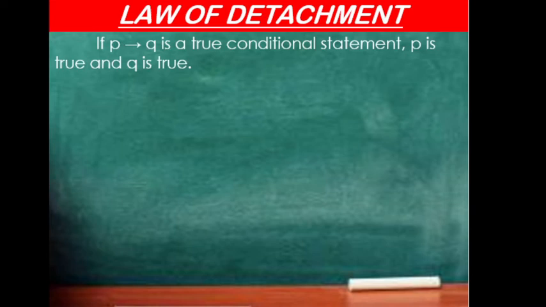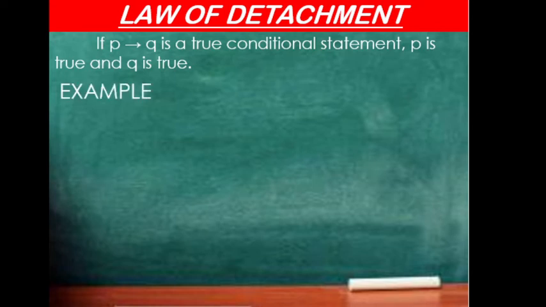So now, let us first talk about law of detachment. So sabi natin kanina, if P implies Q is a true conditional statement, P is true and Q is true. So, dito sa law of detachment, meron tayong given na conditional statement or if-then statement. And then, kailangan kapag dinetach natin sila or pinaghiwalay natin ang statement na P at statement na Q, pareho silang true.